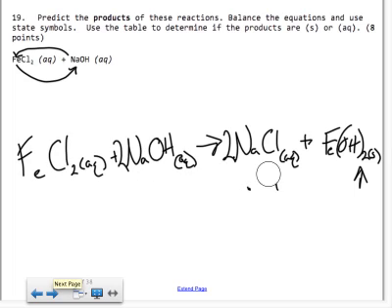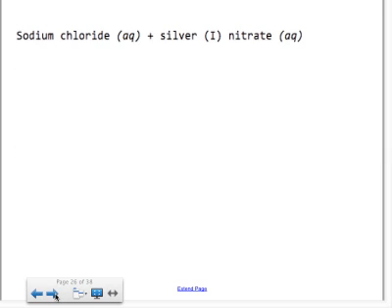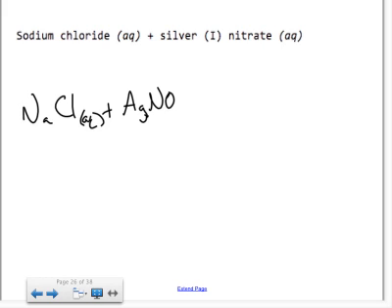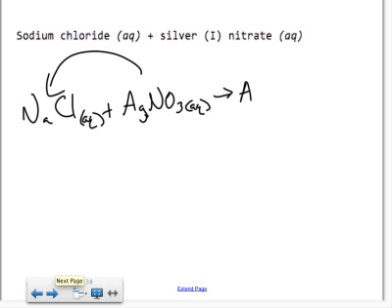So FeCl2 plus 2NaOH yields 2NaCl plus Fe(OH)2, solid. Aqueous sodium chloride plus aqueous silver nitrate. Sodium chloride is always NaCl, it's always aqueous. Silver nitrate is one of the few silver compounds that is soluble in water. Anything with nitrate is soluble in water. So if we swap, the silver goes to the chloride and the sodium goes to the nitrate.